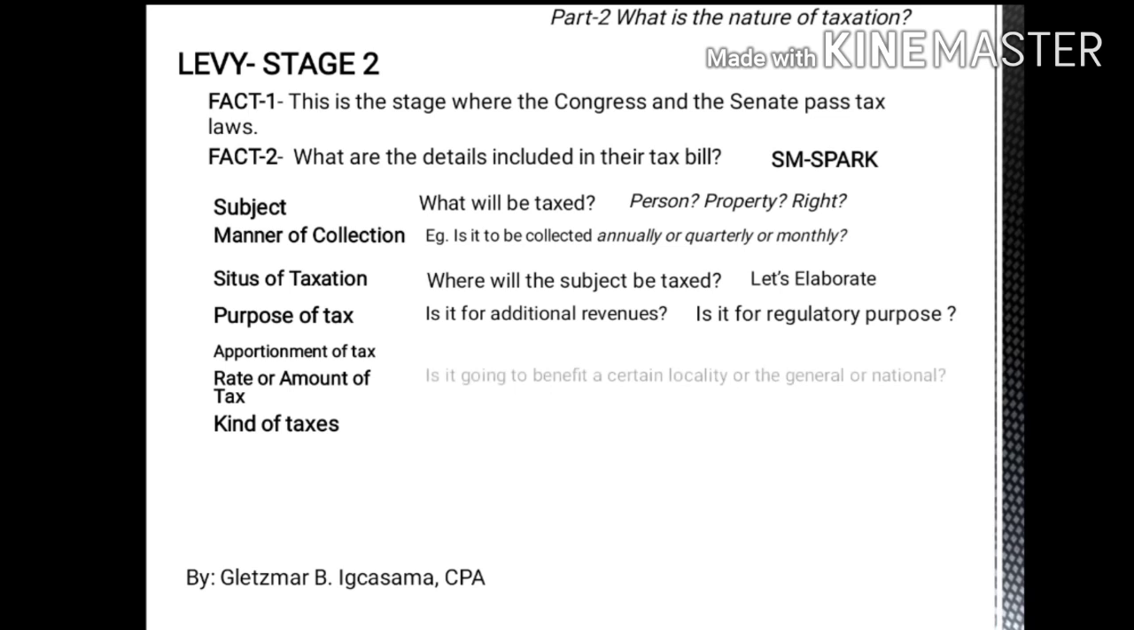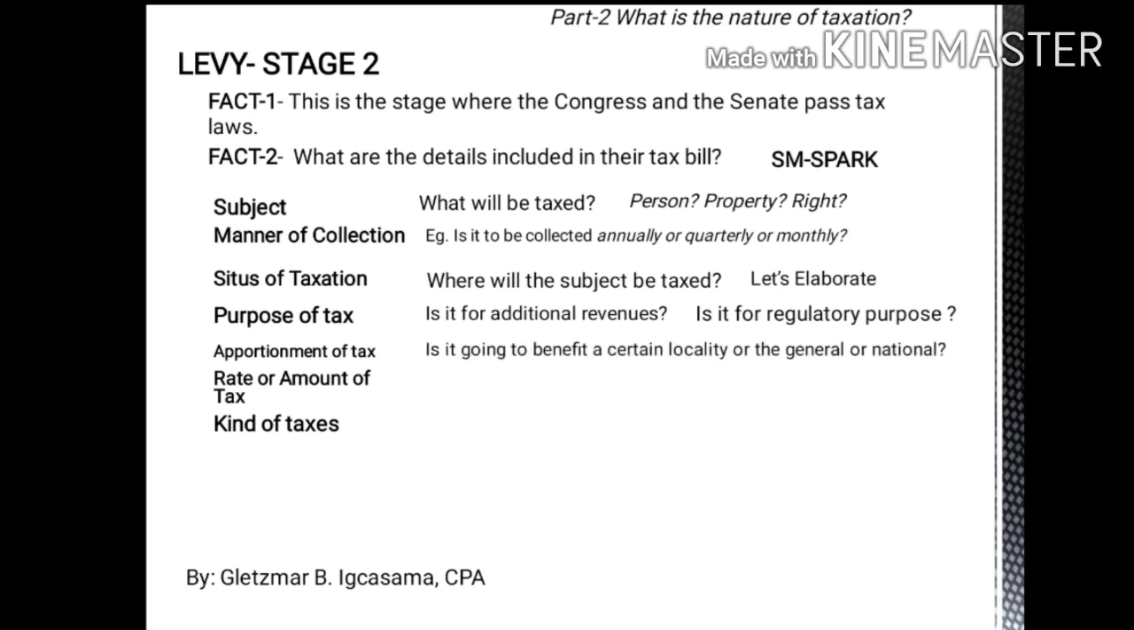Next, under the tax bill, it should also state the apportionment of tax. Is it going to benefit a certain locality or the general or national? As far as I know, an example of this is what is collected by the BIR. The revenues collected by the BIR are apportioned 60% to LGUs and 40% to the national. The 60% goes to municipalities, cities, and barangays. The 40% will go to the national, like salaries of senators and others.